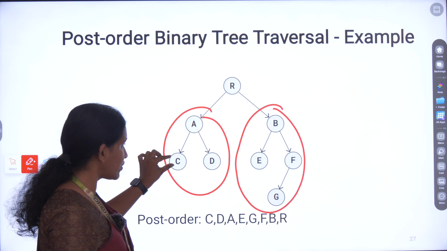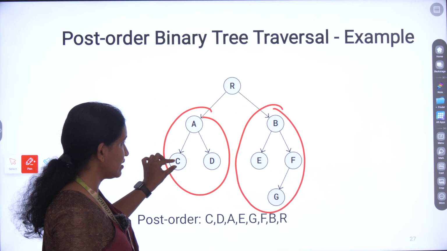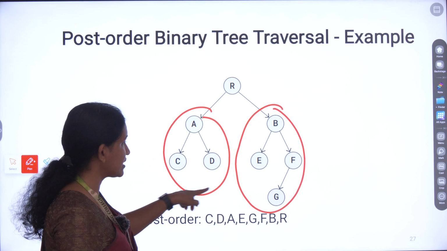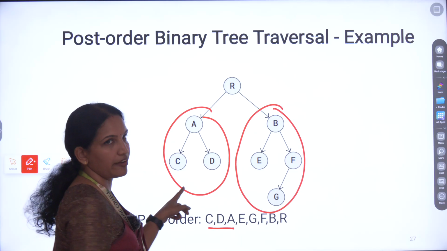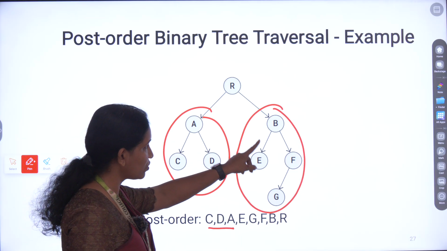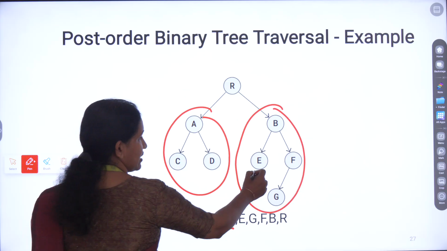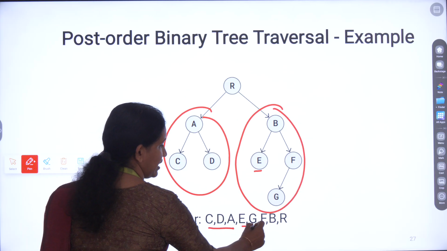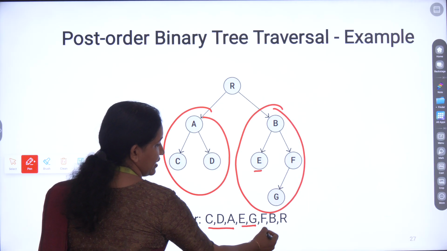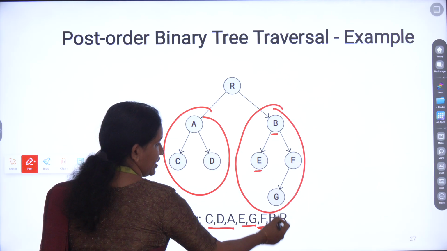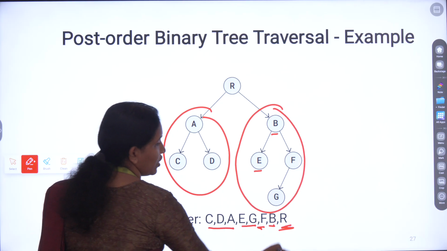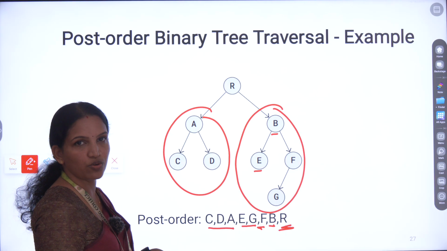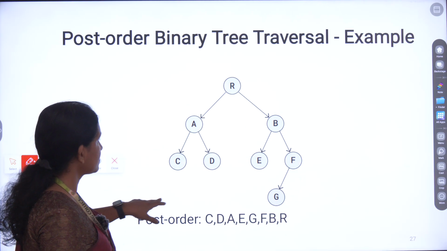So here we will visit the left node C, then the right node D, its parent A, that completes the left subtree. Then we will move on to the right subtree, where we'll start with E, then again the left G, then next is its parent F, then its parent B, and finally this is the root node. So this traversal is known as post order binary tree traversal.